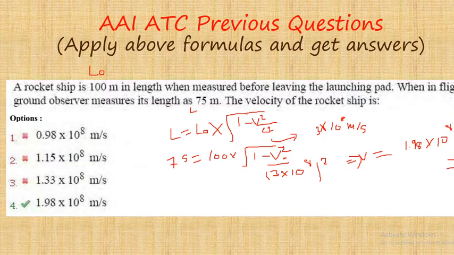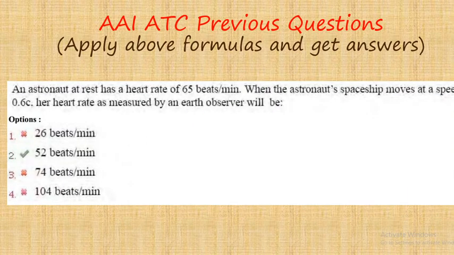I hope it's clear now. Let's move to the next. Let's see what we have. Next question is: an astronaut at rest has a heart rate of 65 beats per minute. When the astronaut's spaceship moves at the speed of 0.6 C, her heart rate as measured by an earth observer will be. So this is what it is asking you.